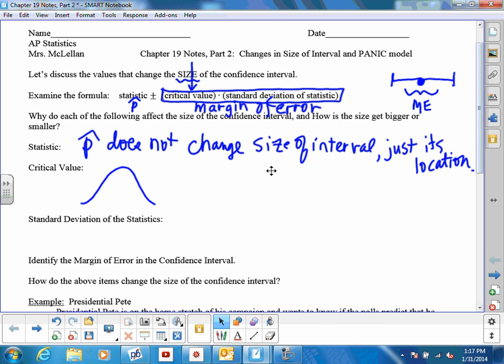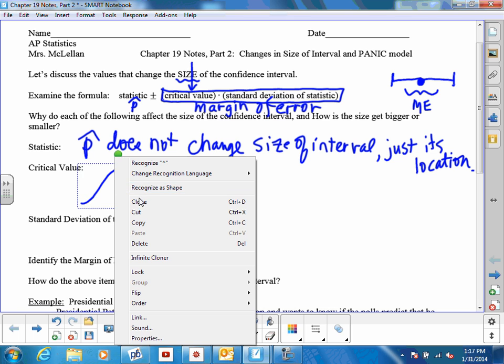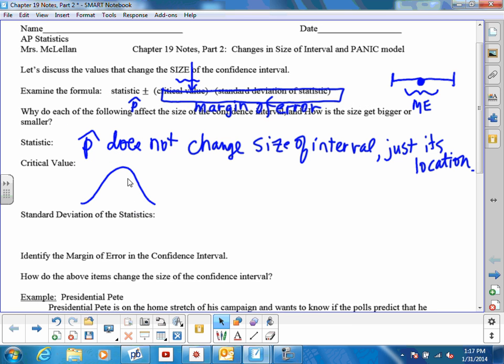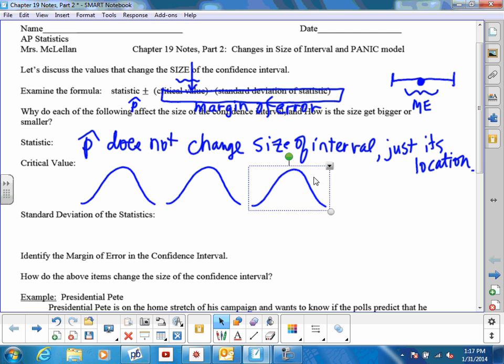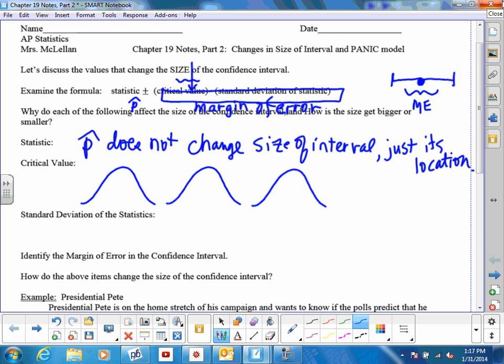So watch this. I'm going to have a few normal models here. I'm going to clone these. You are getting better. Got some good curves? Okay. So here we go. Watch this. An 80% confidence interval would have, of course, our critical values located where 80% is in the middle. A 90% confidence interval is going to have critical values so that 90% is in the middle. And if we go, say, to a 99% confidence interval, we're going to have critical values such that 99% is in the middle.